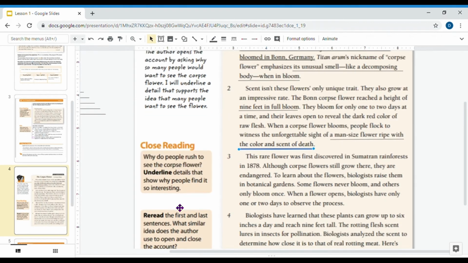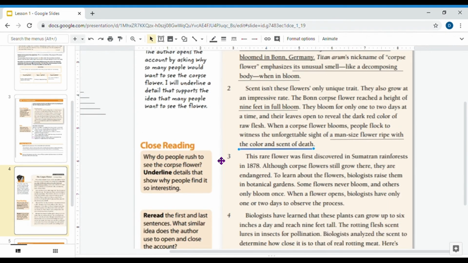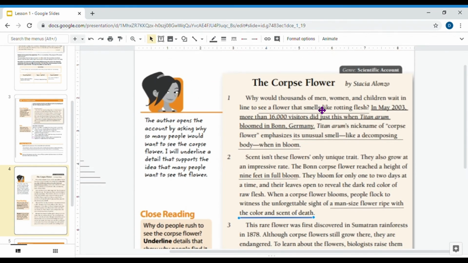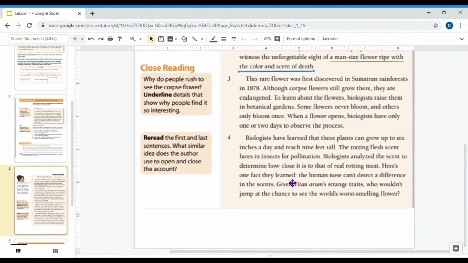So now it's going to ask us to reread the first and last sentences. The first sentence says, why would thousands of men, women, and children wait in line to see a flower that smells like rotting flesh? And then the last sentence is, given Titan Arum's strange traits, who wouldn't jump at the chance to see the world's worst smelling flower? It says, what similar idea does the author use to open and close the account?